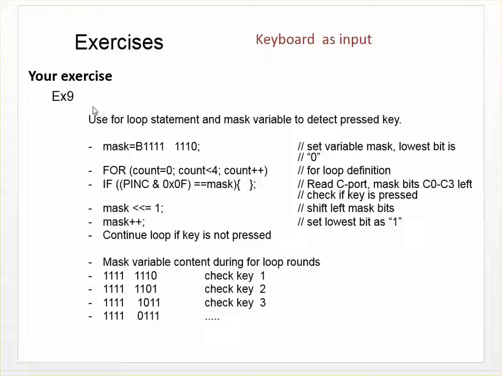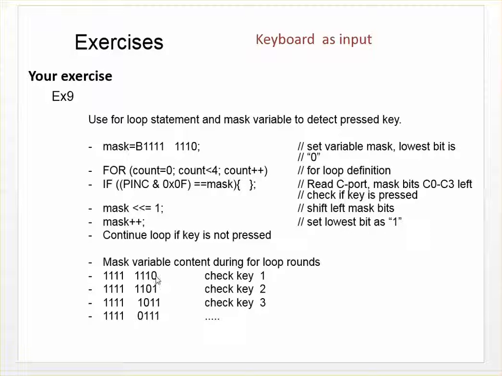Exercise 9. Earlier, you didn't use a loop statement to detect different keys, buttons. Now it's time to create a for loop statement based program that will detect the pressed key. So the idea is that first we check key 1, key 2, key 3 and key A.